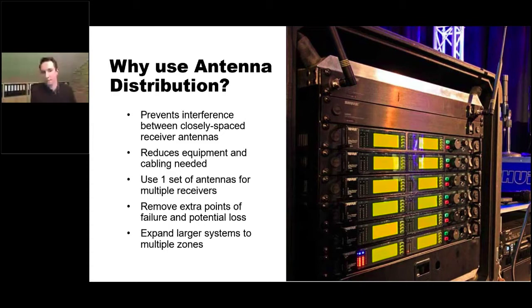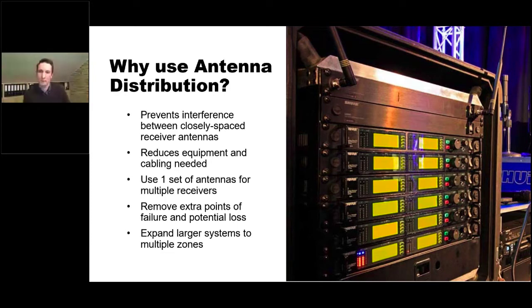And why is that important? We're going to dive through that, but essentially it's preventing interference between closely spaced receivers and giving you best practices in terms of your antenna placement. Some of the more advanced functions of RF, like filtering and tuning, happen through antenna distribution as well.